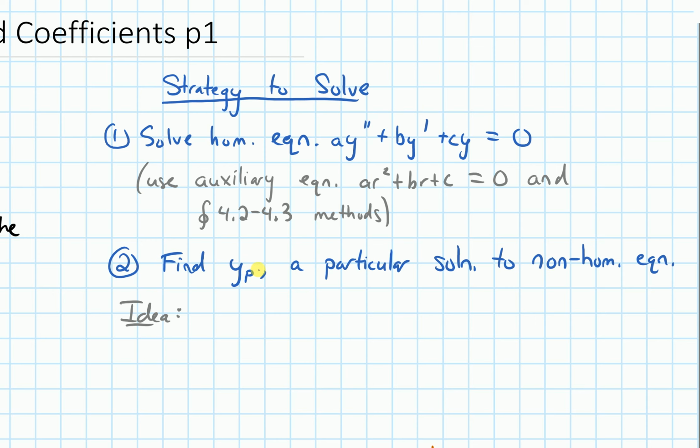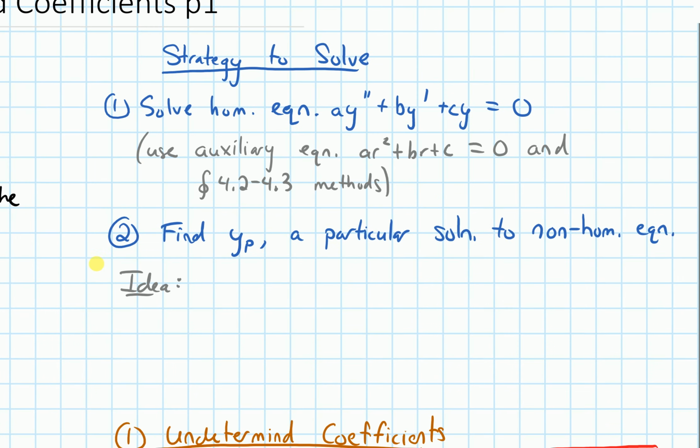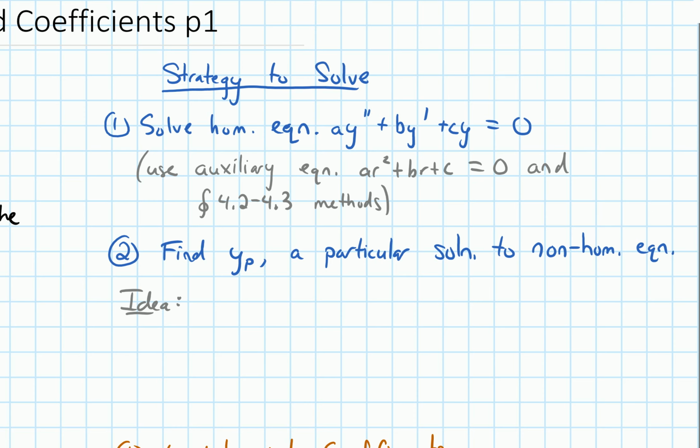So that means we just have to find one solution to our non-homogeneous equation. The idea is we are going to try to guess a solution based on what g of t is, what we have on the right-hand side of our differential equation, and y sub h, what our solution to the homogeneous equation looks like. And there are two ways that we can do this.